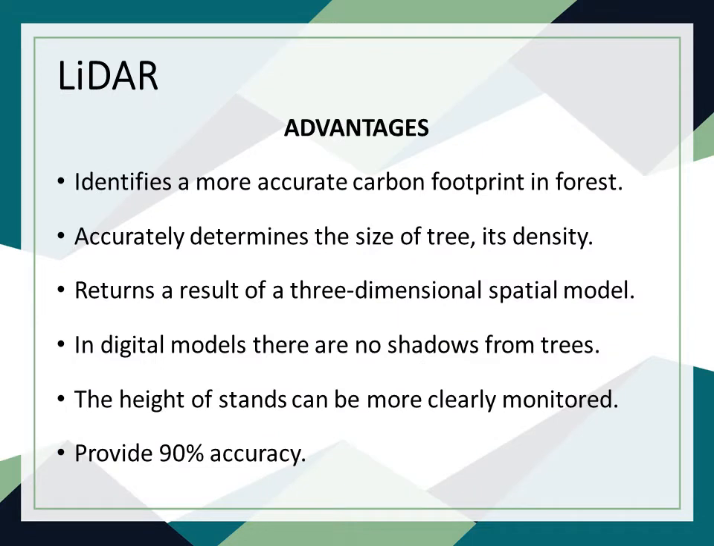So, LiDAR. This is the camera which identifies a more accurate carbon footprint in forest, accurately determines the size of trees and their density, and returns a three-dimensional spatial model. In digital models, there are no shadows from trees. The height of stands can be more clearly monitored. This camera provides 90% accuracy.